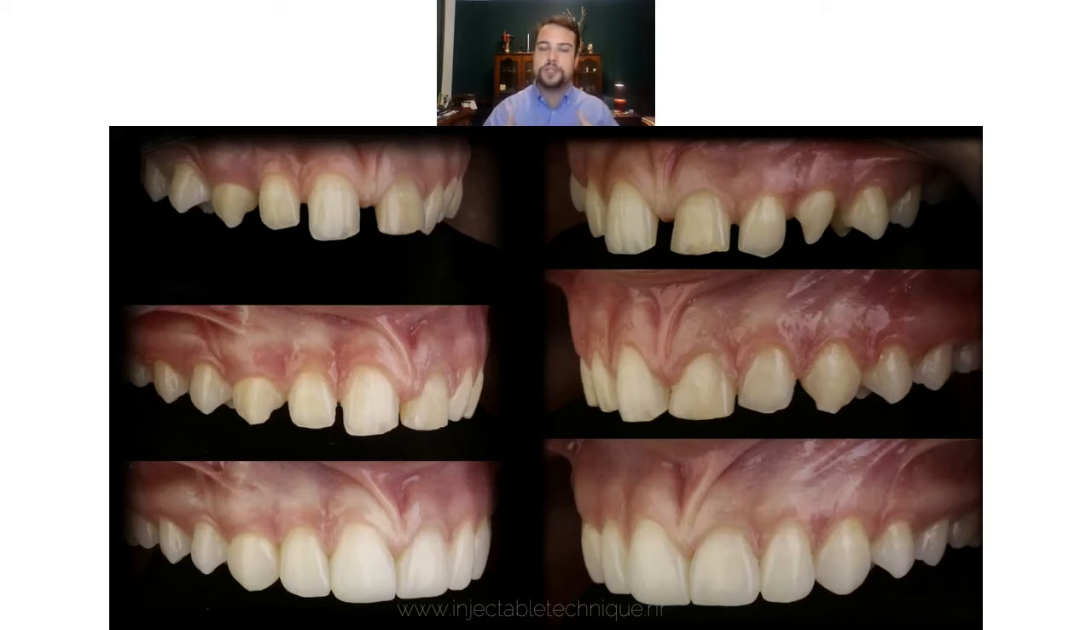Don't try to push the limits of the indications, otherwise the result won't look good, the patients won't be satisfied, and you will have problems. So try to stay within the limits of the indications.